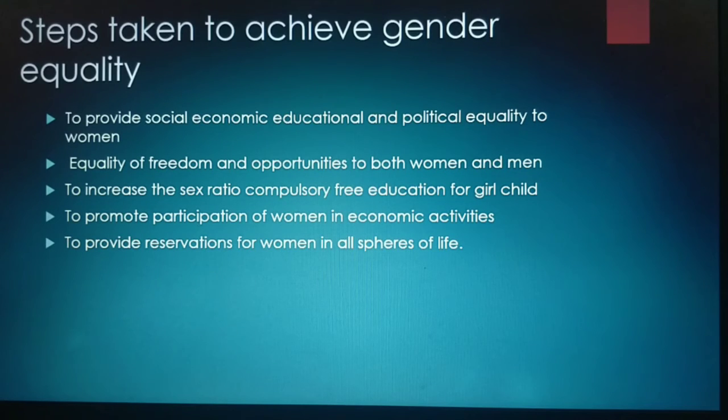So on that time you may think that I can write my own sentences. No. The textbook points, what they have given, those points only you have to highlight. Then only you will fetch 3 marks.